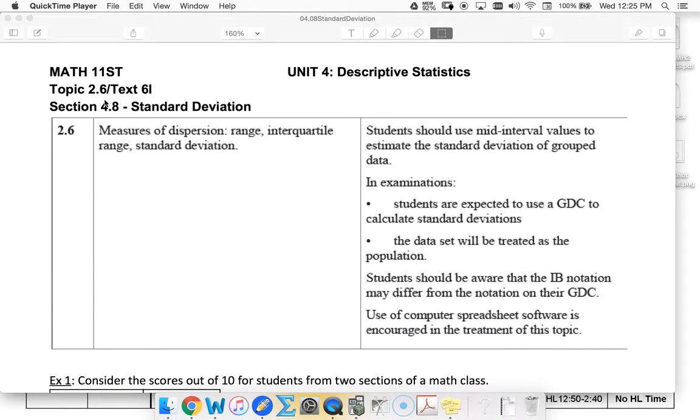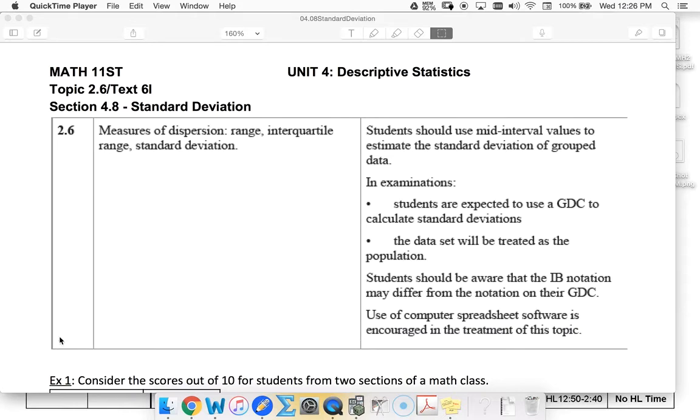All right, in these videos, we're going to be looking at standard deviation, which is part of syllabus topic 2.6. Notice the syllabus says that we're going to be using our GDC to calculate standard deviations. The data set will be treated as the population. I'll explain that in a bit. And we're going to use spreadsheets as well.